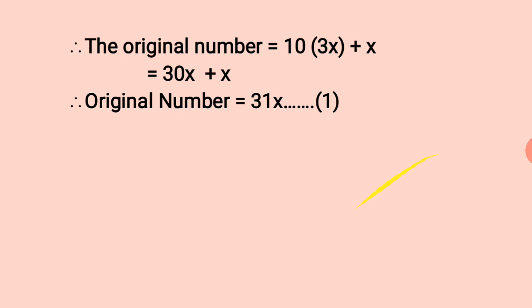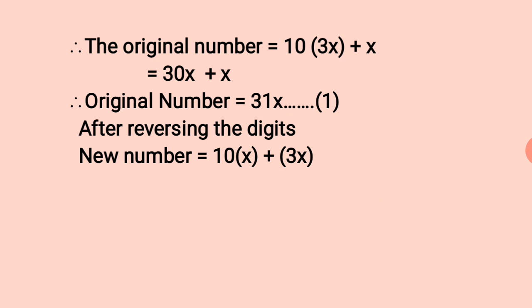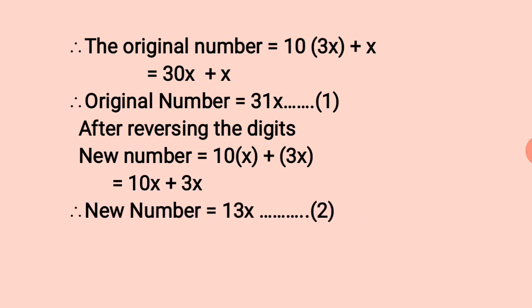Now we have to get the interchanged number. We have reversed the digits. So now the new number is 10x plus 3x. So you will see the digits are now interchanged. In tens place it was 3x. Now it is in ones place. Beforehand x was in this units place. Now it is in tens place. Solve it. This is simple. 10x plus 3x, which gives you 13x. So your original number is 31x, new number is 13x.